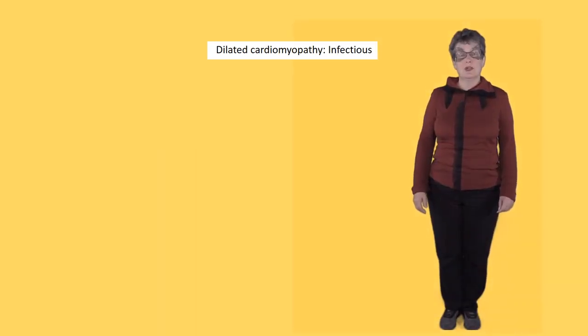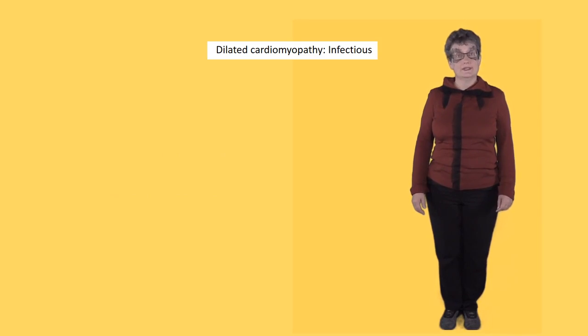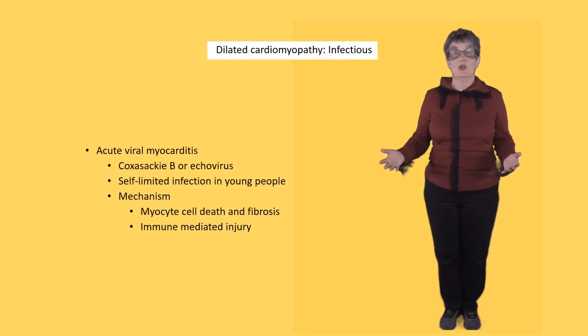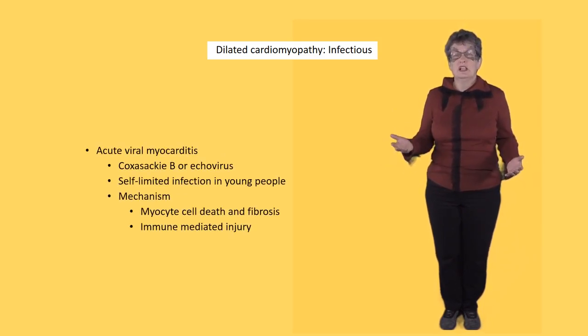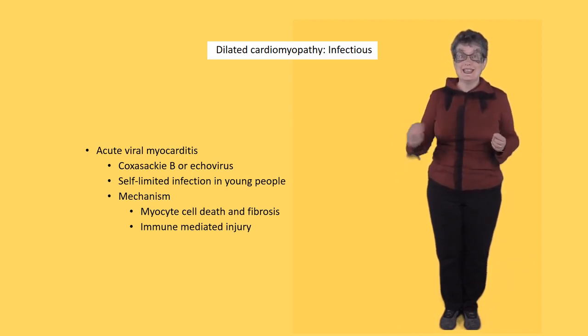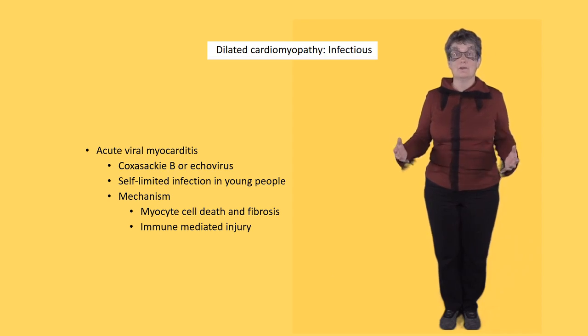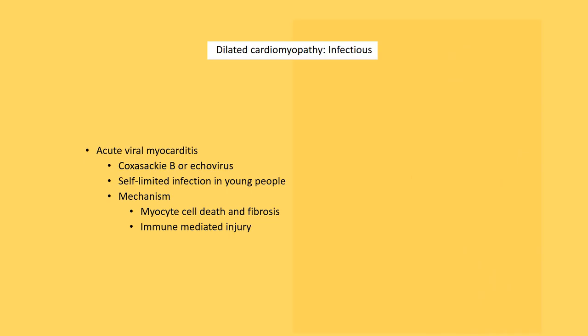Acute viral myocarditis is a cause of sudden death in young adults. It's caused by two main viral types, Coxsackie B or echovirus. People feel generally unwell, go to bed and don't wake up. Why? Because there's extensive myocyte death and fibrosis being caused by the virus.